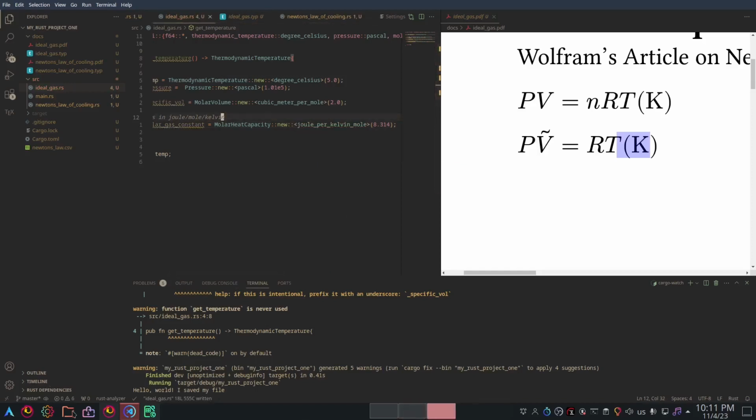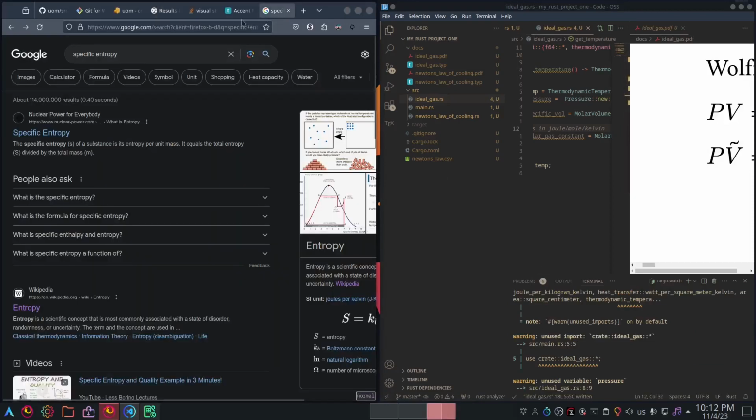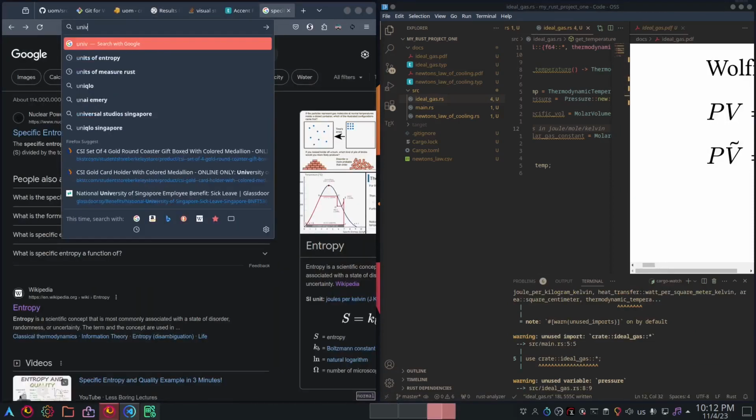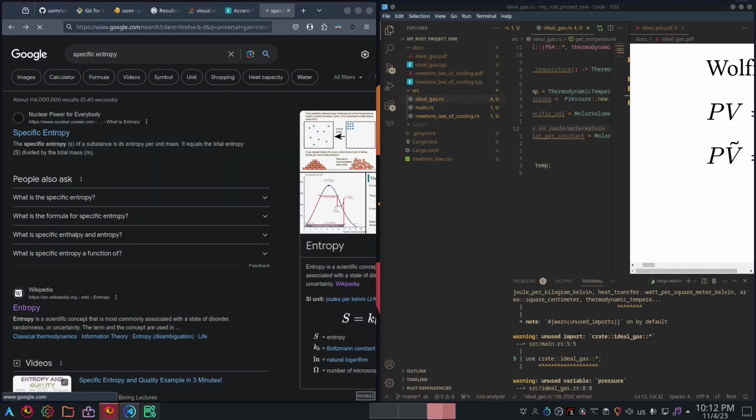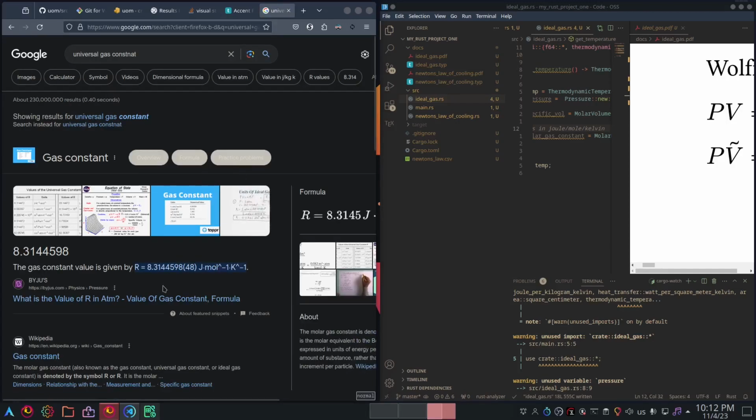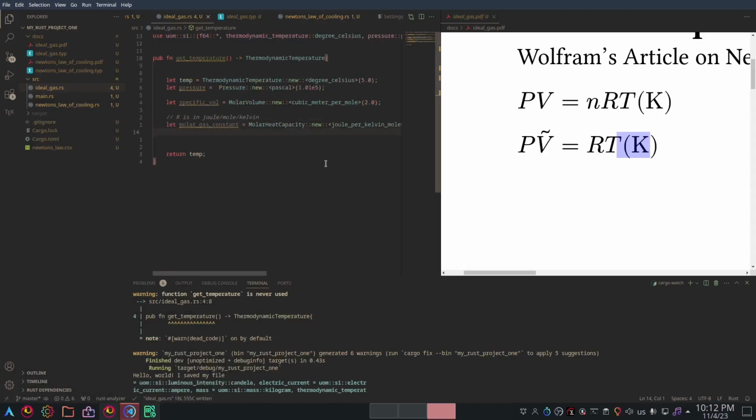Okay, and let's look at this universal gas constant. Okay, joule per Kelvin per mole. This is the correct unit. 8.31. Okay, 8.314. All right. So how do you return the temperature? Okay, I'm going to take temp equals to pressure, so PV divided by R, molar gas constant. Okay, and we don't really need this pressure right here.